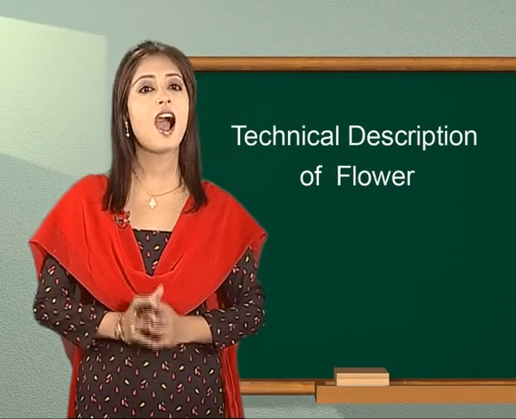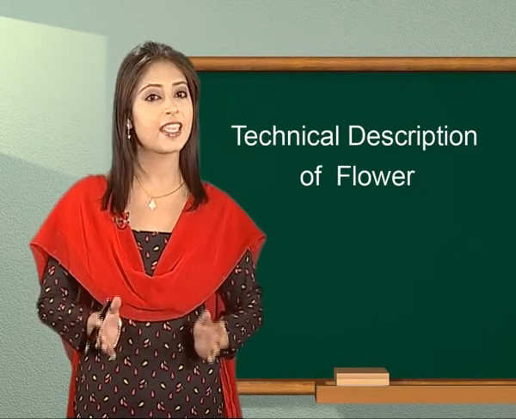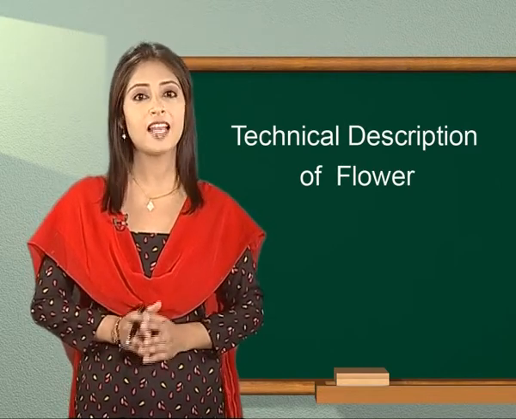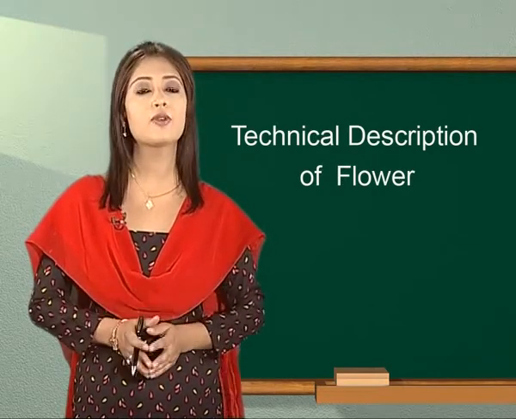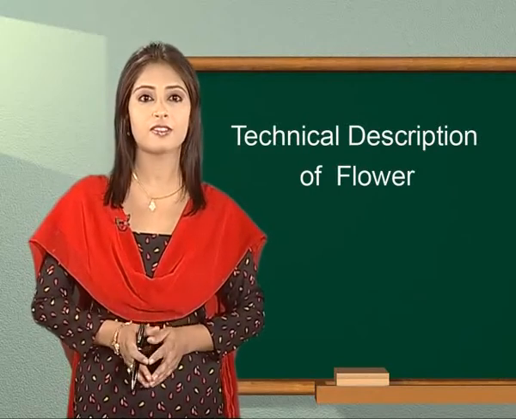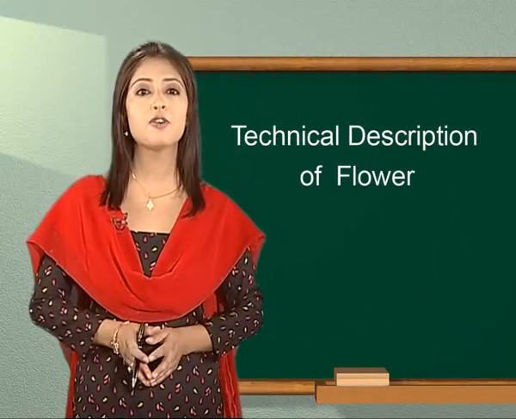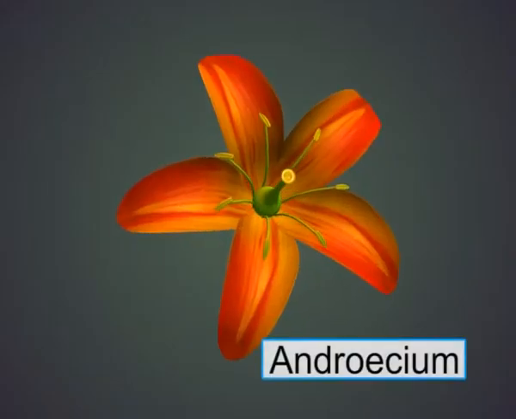So students, after discussing arrangement of floral appendages like calyx and corolla on the thalamus, their forms and functions, now let us quickly study male and female reproductive parts of a flower. Let us first focus on androecium. Androecium.